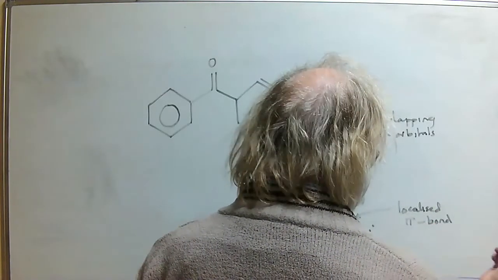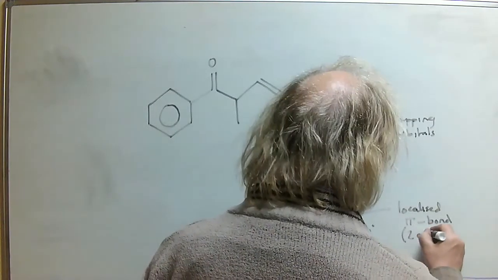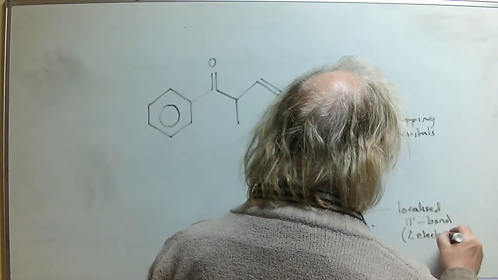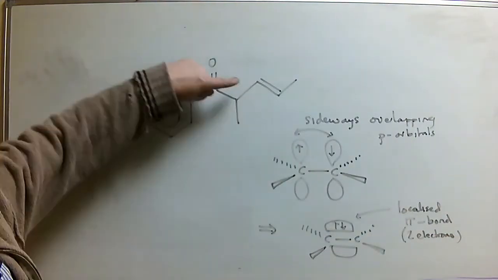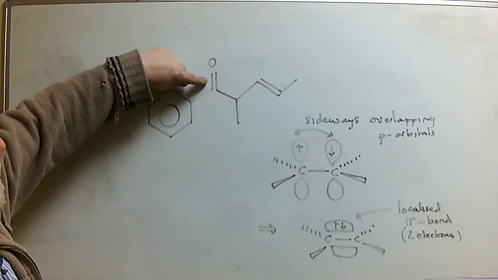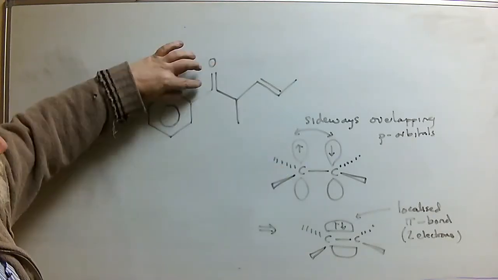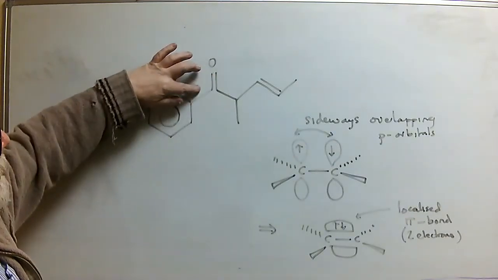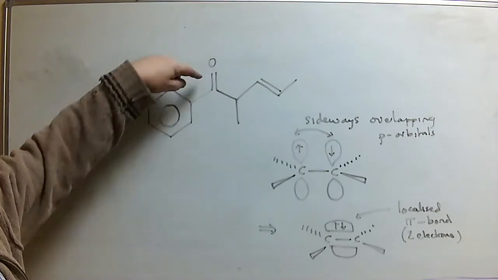And like any localized bond, it's a shared pair of electrons, so that has two electrons. Okay, so you're going to get two electrons from the pi bond there, and also two electrons from the pi bond here. Remember, a double bond in a carbonyl group is the same kind of arrangement. It's just a sigma bond and a pi bond, this time between carbon and oxygen. So that's going to give you two electrons, so is this.